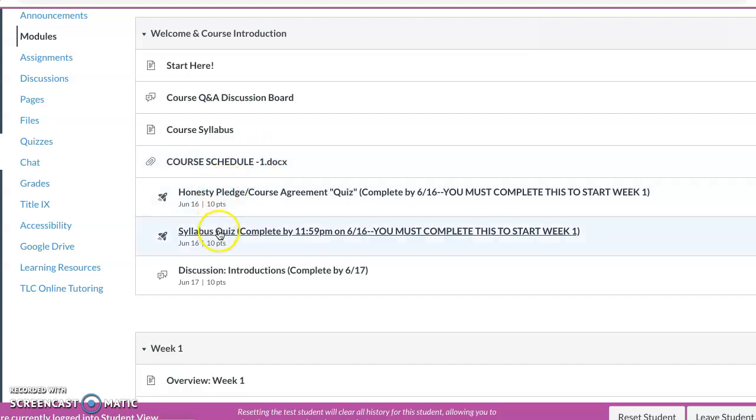Just notice these 2 assignments are really important. They're due by the 16th before midnight. The reason I have them is, one, I would like you guys to do the honesty pledge, right? This is kind of to help inform you about plagiarism and to avoid that. And then also the syllabus quiz. And so make sure you get those into me by the 16th.